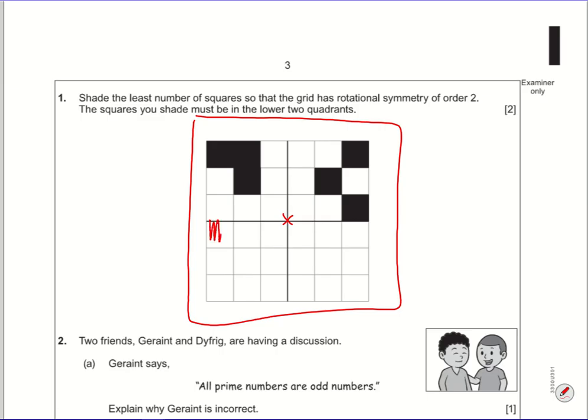You should end up colouring these squares here, so that what was in the top right is now in the bottom left. And then just be careful with this L shape because it does spin around, but if you've got some tracing paper, that's fairly easy. That's got rotational symmetry of order 2.